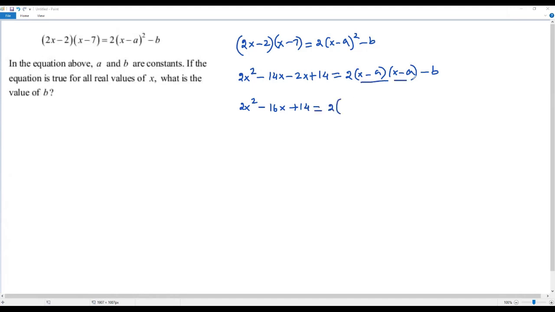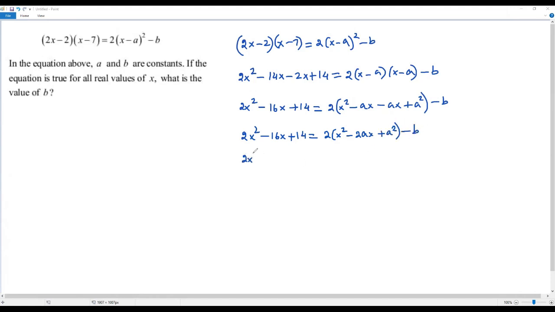We can multiply these two binomials using the FOIL method. That is, x times x is x squared, x times negative a is negative ax, and negative a times x is negative ax. Negative a times negative a will be positive a squared, minus b. Now we can write the left side as it is: 2x squared minus 16x plus 14 equals 2 times x squared. Here we can combine the like terms negative ax and negative ax. When I combine them, I am getting negative 2ax plus a squared minus b.